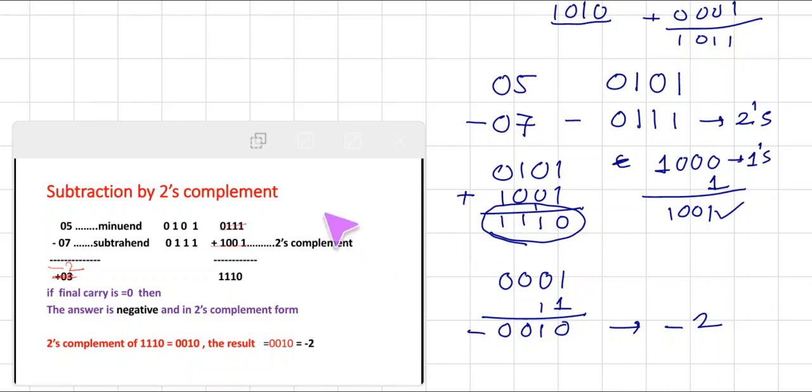So this way you can solve mathematical problems. There are a lot of problems. You need to practice them.